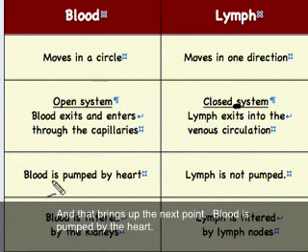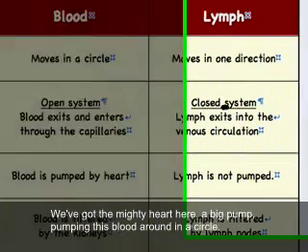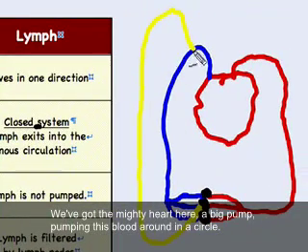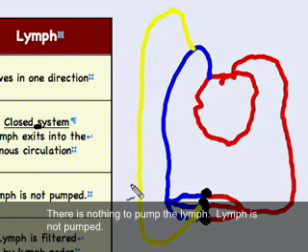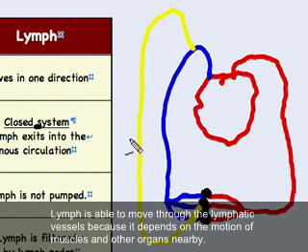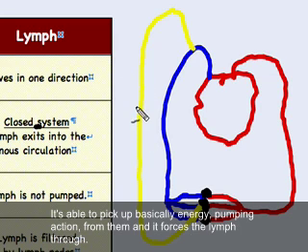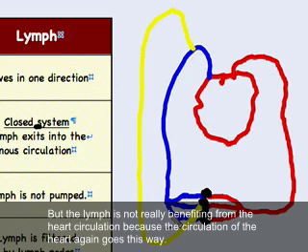And that brings up the next point. Blood is pumped by the heart. We've got the mighty heart here, a big pump, pumping this blood around in a circle. There's nothing to pump the lymph. Lymph is not pumped. Lymph is able to move through the lymphatic vessels because it depends on the motion of muscles and other organs that are nearby. It's able to pick up basically energy, pumping action from them, and it forces the lymph through. But the lymph is not really benefiting from the heart circulation because the circulation of the heart again goes this way.